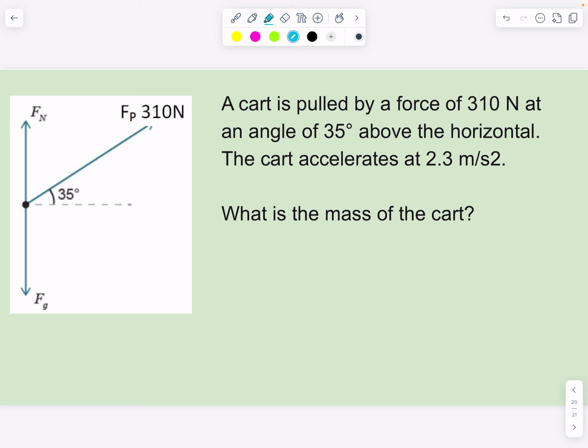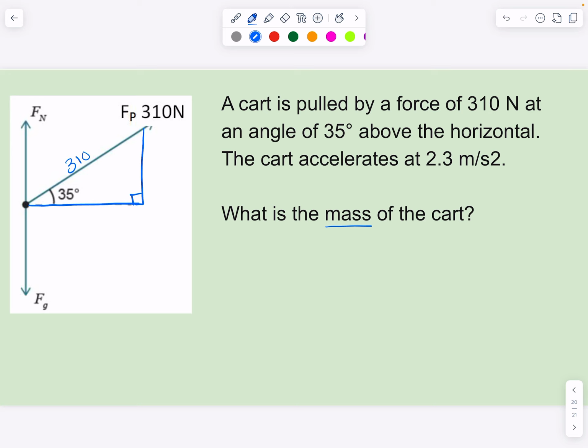So the cart is pulled by a force of 310 newtons at an angle of 35 degrees above the horizontal. So this line here is 310. A cart accelerates at 2.3 meters per second squared. What is the mass of the cart? All right, so we know we're moving this direction. So we have a horizontal component to this angle right here. And mass times acceleration is moving that direction.